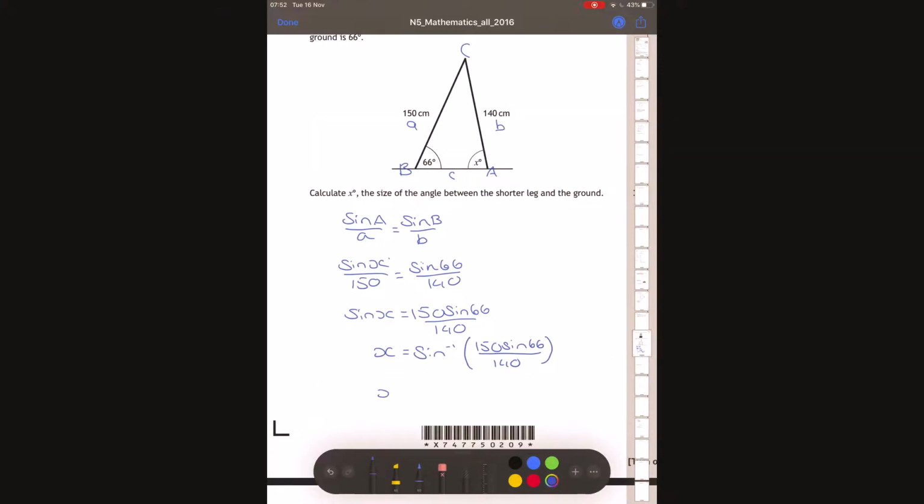So typing that into my calculator gives me 78.1807715. Let's round that to a whole degree, which would be 78 degrees. And that's you.